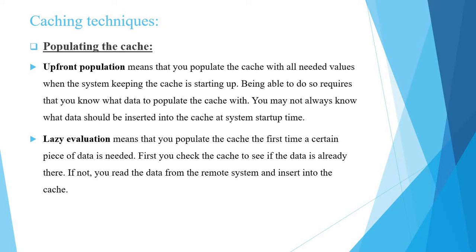What are the caching techniques? There are some techniques. The first one is populating the cache. In populating the cache, there are mainly two parts: upfront population and lazy evaluation. The first one is upfront population. This means that you populate the cache with all needed values when the system keeping the cache is starting up. Being able to do so requires that you know what data to populate the cache with. You may not always know what data should be inserted into the cache at system startup.